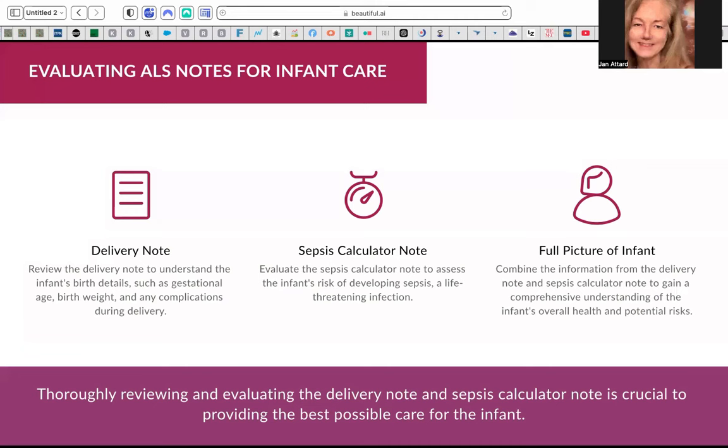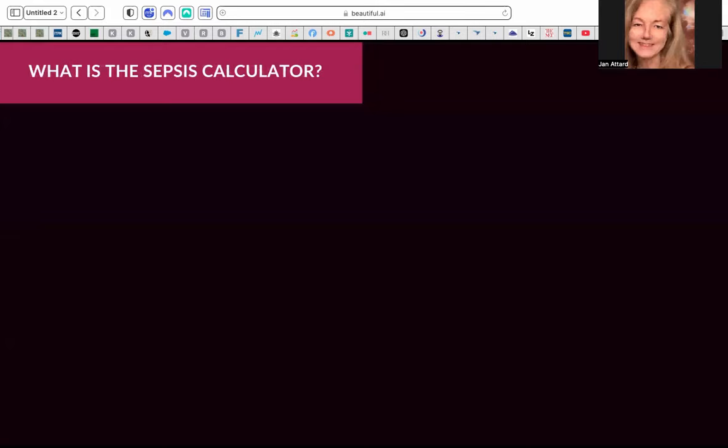We have garnered the full picture of the baby. We've combined all the information. We've called the doctor. Please, doctor, call the neonatologist. Our thorough review and evaluation of the delivery note and the sepsis calculator is critical to provide the best care and outcome to this amazing baby.